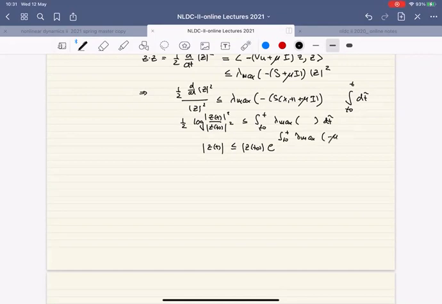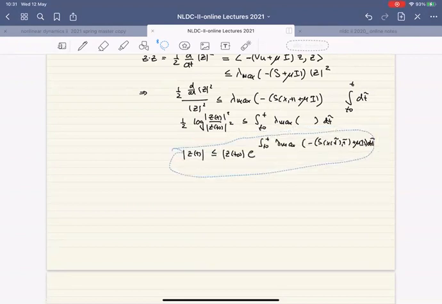of minus S, and then I have to plug in here x of t tilde, plus mu I, and dt tilde. All right, let me move this a bit because things are getting a bit hectic there.